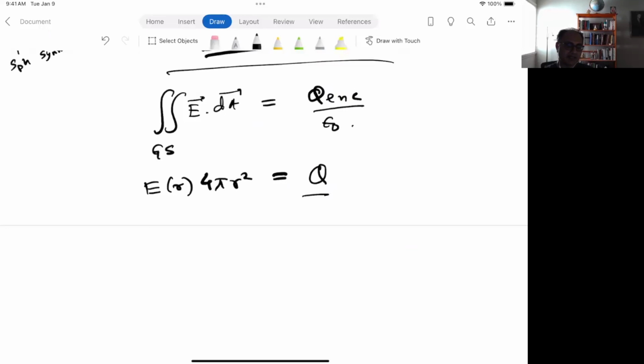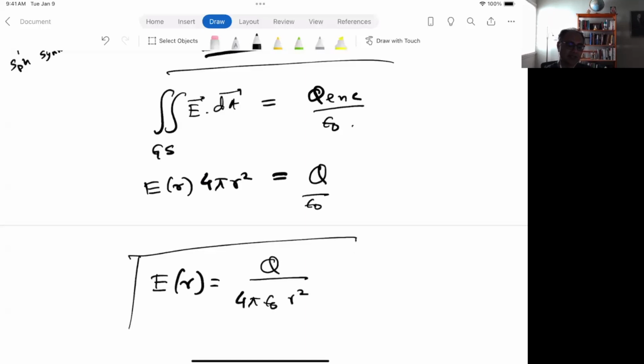And so our Q enclosed is just Q divided by epsilon 0. And so Gauss's law, with a good Gaussian surface, reduces to this extremely simple algebraic equation. And from here, you can just solve for the electric field. E as a function of R, which is what we wanted to find, turns out to be Q divided by 4 pi epsilon 0 R squared. And that's the final answer. So the electric field at a distance R from our charged sphere is given by Q divided by 4 pi epsilon 0 R squared. That clear to all of you?